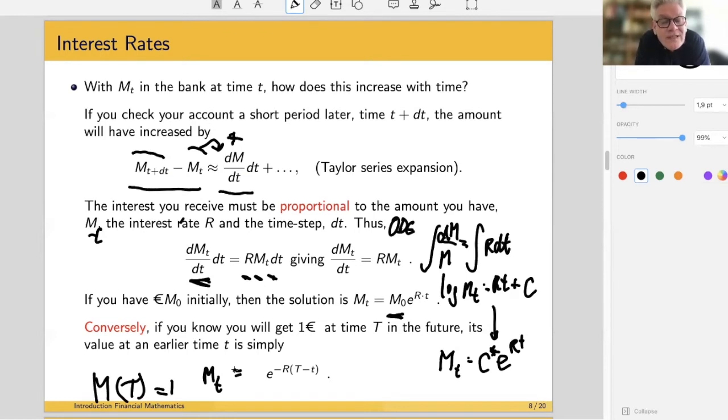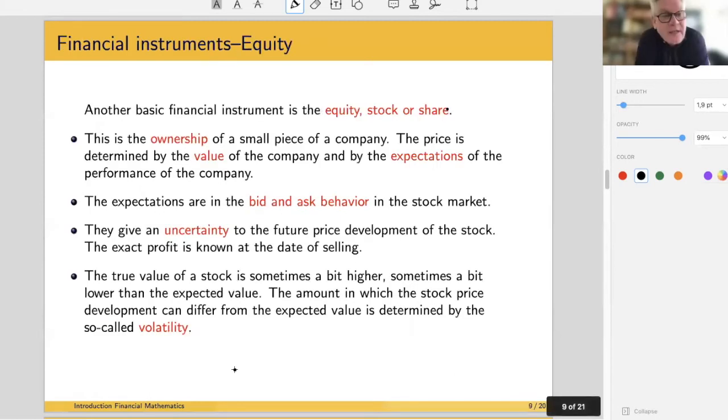And we will often see that sort of discounting term, e to the power minus r(T minus t), appear in finance. So far for interest rates, and now we move to the next concept, and that is equity, stock. Another basic financial instrument is the equity, we call it stock or share. And basically this is ownership of a small piece of a company. Yeah, and we often write it as S sub t.